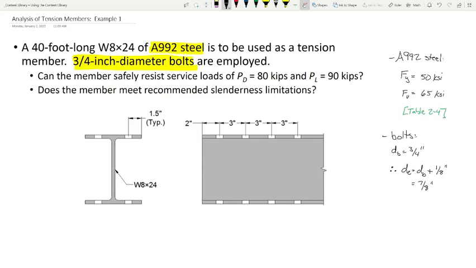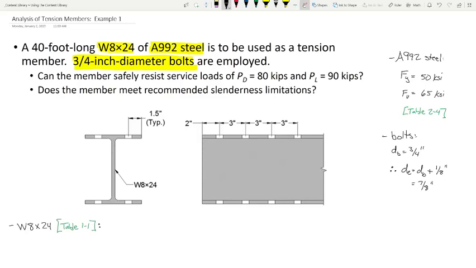Now, we're going to get to that 40-foot length in a second because I think everybody can agree that's probably going to affect the slenderness. But now let's start looking at this W8x24. Okay? All right. Now, I'm going to need your help on this one.